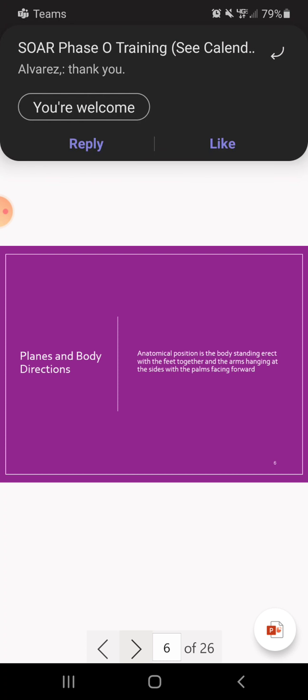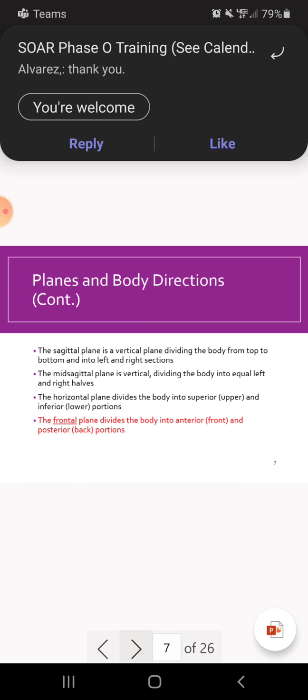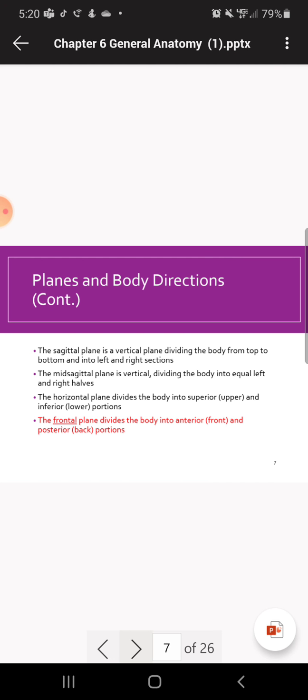So planes, anatomical position in the body. Anatomical position is the body standing just straight up with the feet together and the arms hanging at the sides with the palms facing forward. Planes and directions continued. We have a sagittal plane. That's the vertical plane dividing the body from top to bottom and left and right sections. You have mid-sagittal plane, just like the midline in the mouth. It is vertical, dividing the body into equal right and left halves, so dividing the right from the left.